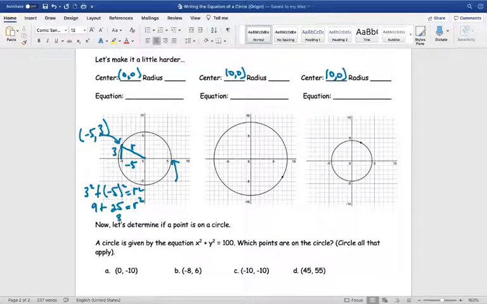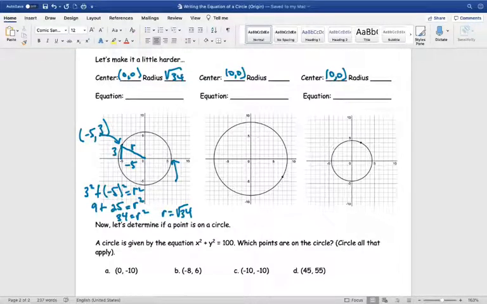So when you add those two, you get 34 equals r squared. So if I wanted to know what the radius is, I would have to take the square root of that. So it'd be square root of 34. So my radius is the square root of 34.